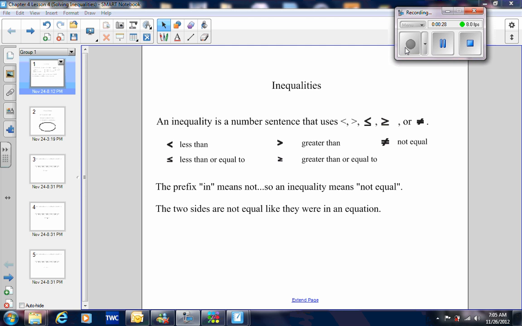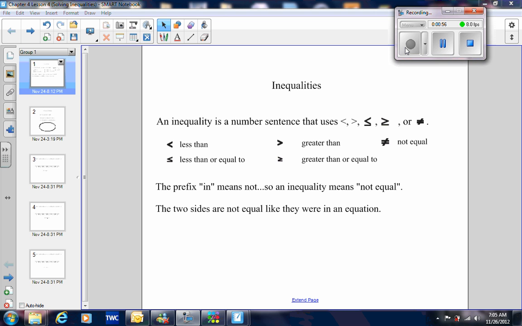So you can see what these symbols mean and what they are, just their definition right next to them there on the screen. The prefix in means not, so an inequality means not equal. The two sides are not equal like they were in an equation, so they are different that way.